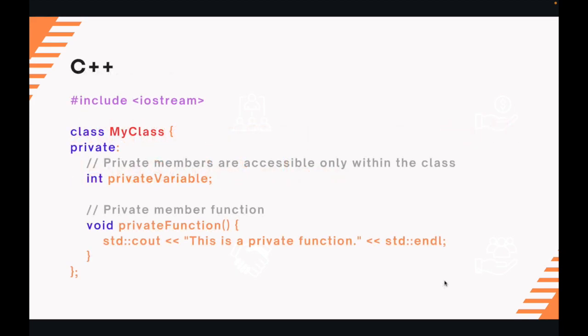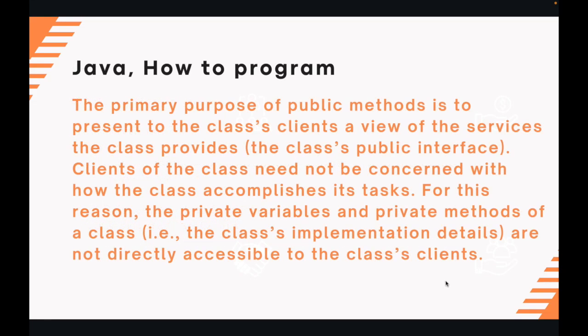Now, in other languages like Java and C++, they have access modifiers like private, public, and protected. All these control access to a class's variables and methods. According to the author of the book Java How to Program, the primary purpose of public methods is to present to the class clients a view of the services the class provides. That is the class public interface.